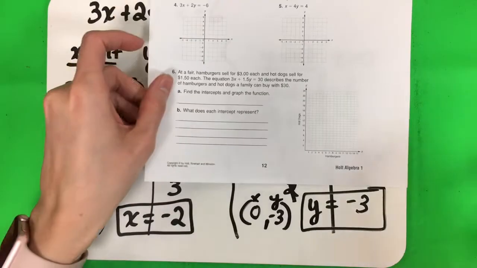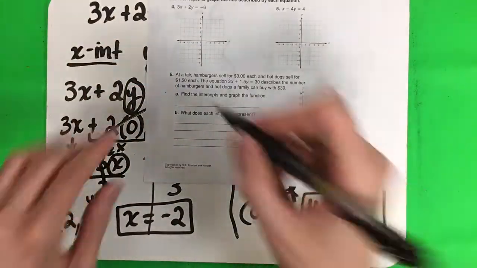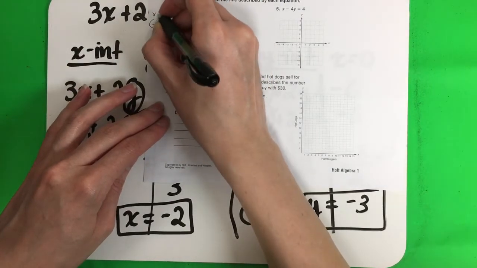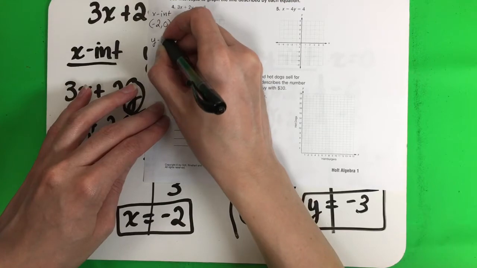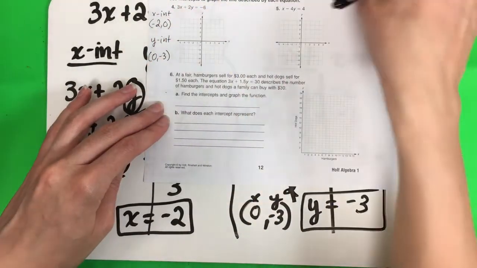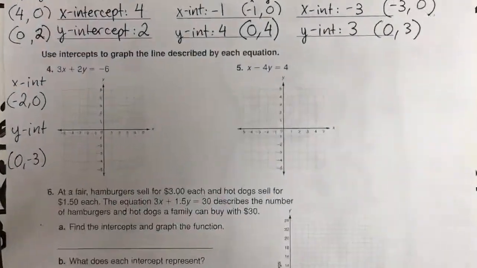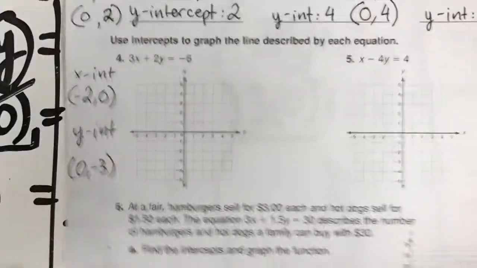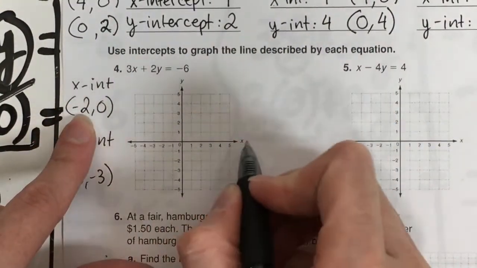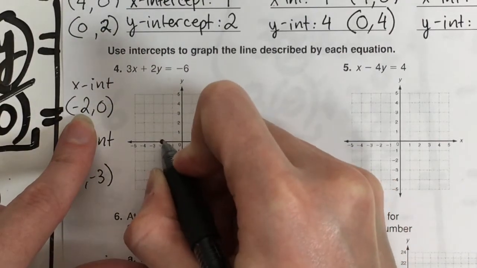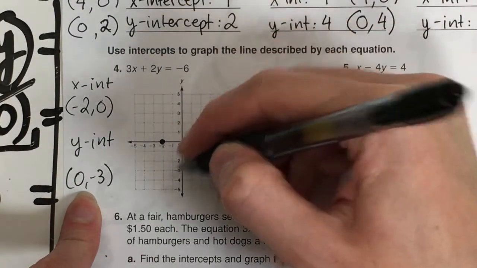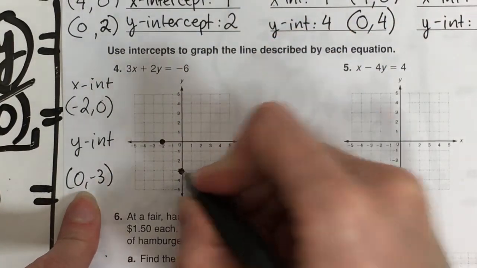Okay, so let me write down my ordered pairs. I had negative 2, 0. That's my x-intercept. And my y-intercept is 0, negative 3. Okay, and I'll zoom in here so you can see. So my x-intercept is negative 2. So negative 2 on the x, that's right here. And for my y-intercept, it's negative 3. So that's going to be down because it's negative, right here.